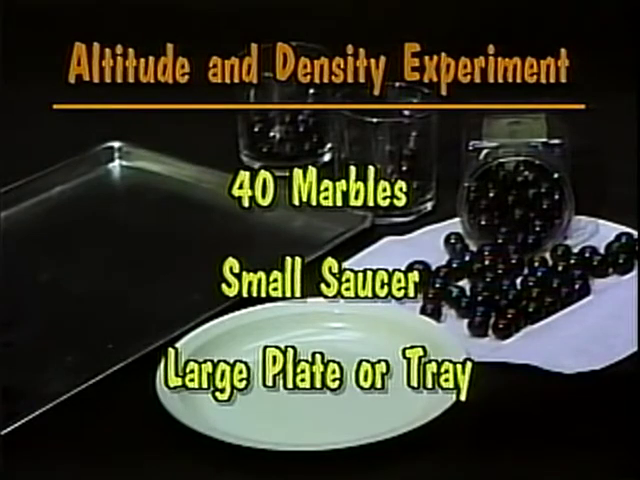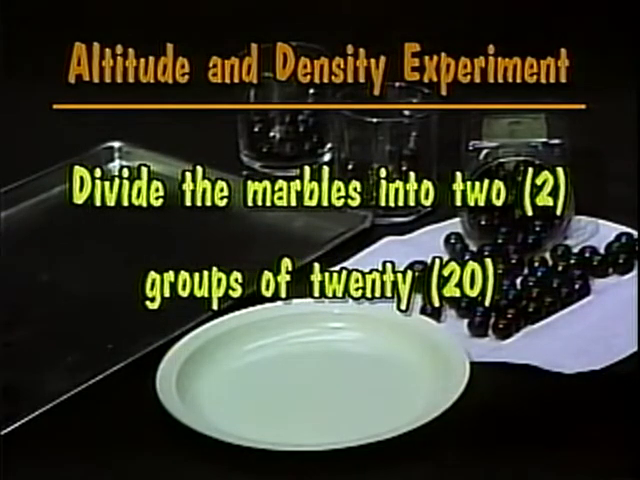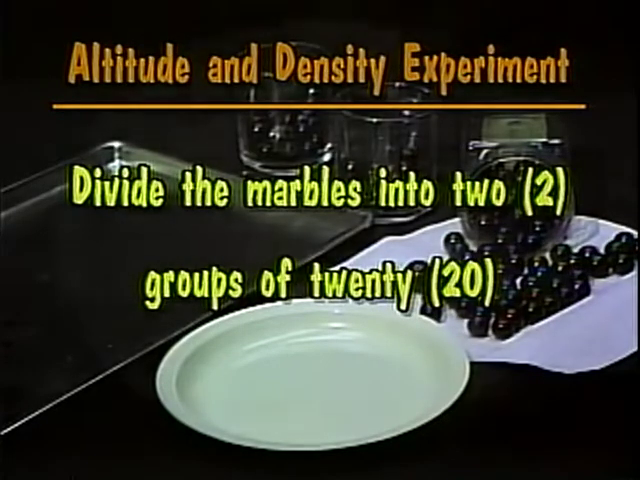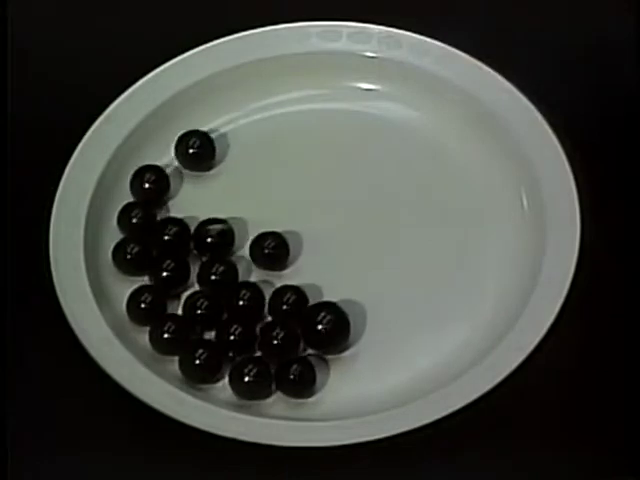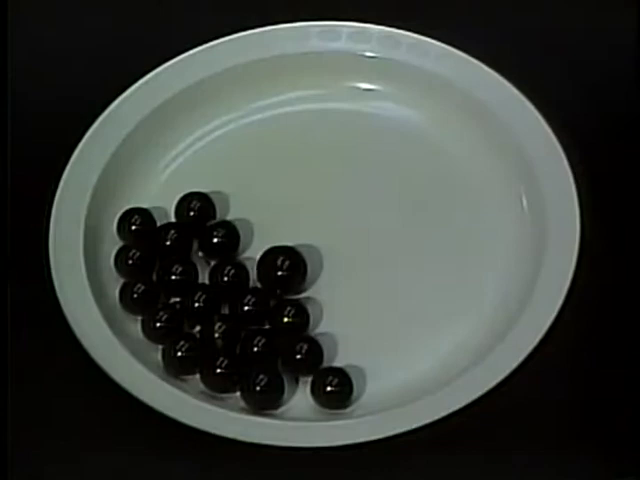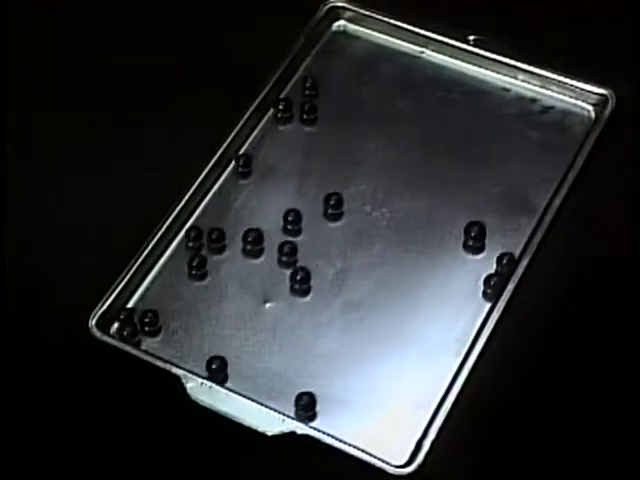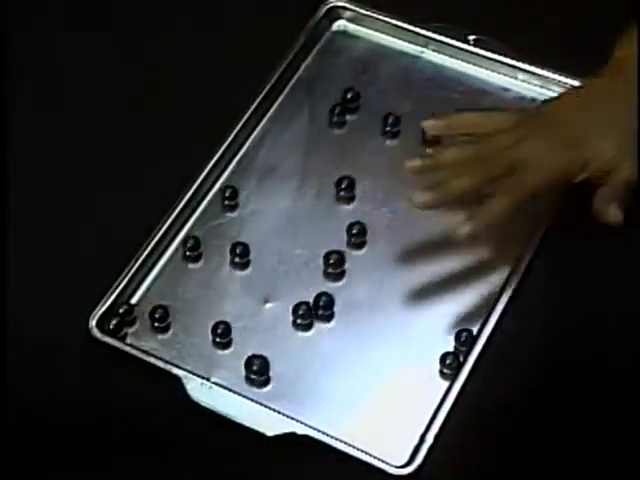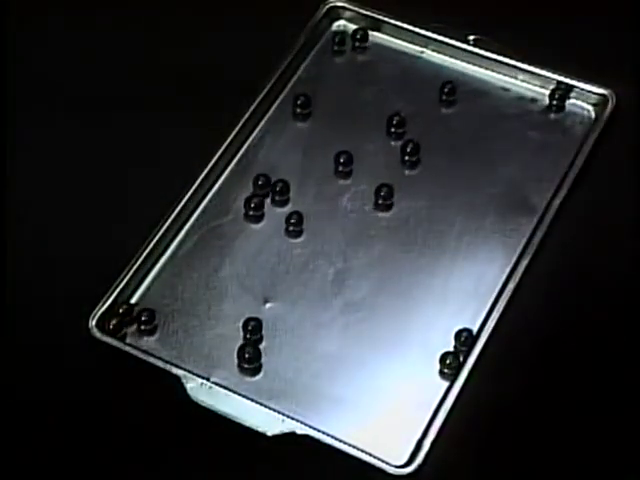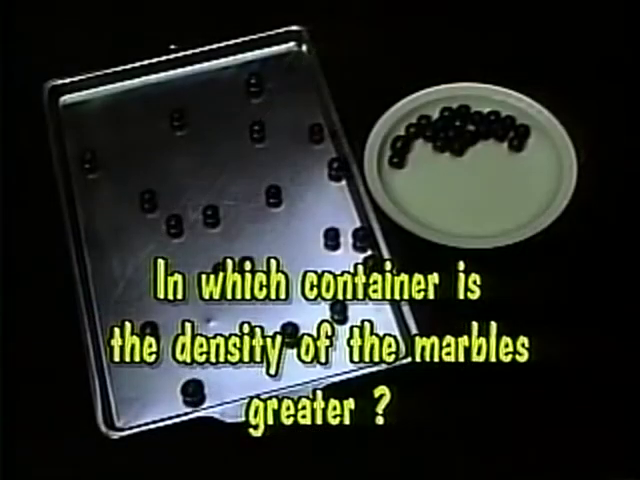All we need are marbles, a small saucer, and a large plate or tray. Divide the marbles into 2 groups of 20, and imagine that each marble is a particle of air. Now, place 20 marbles into the small saucer and put them as close together as possible. Place the remaining 20 marbles on the large plate or tray and spread the marbles as far apart as you can. In which container is the density of the marbles greater?